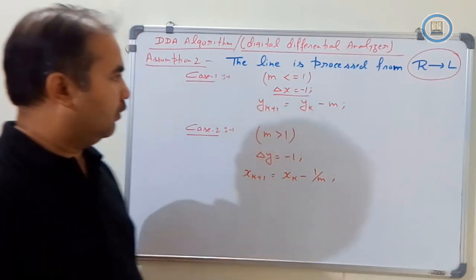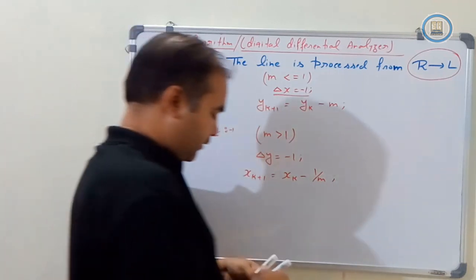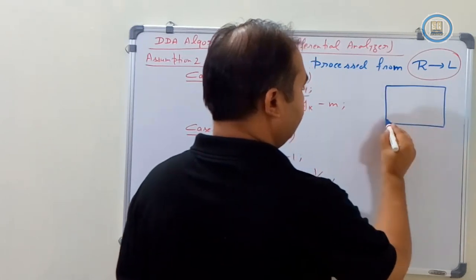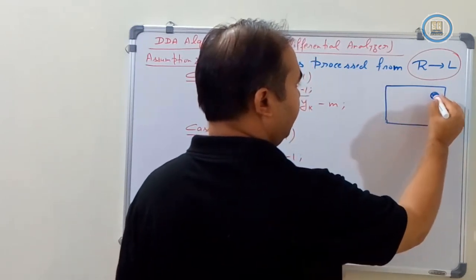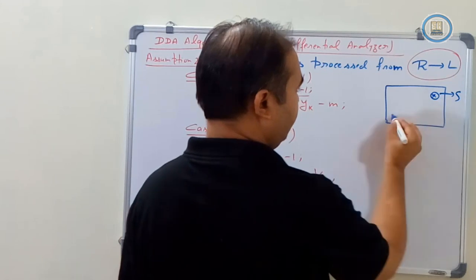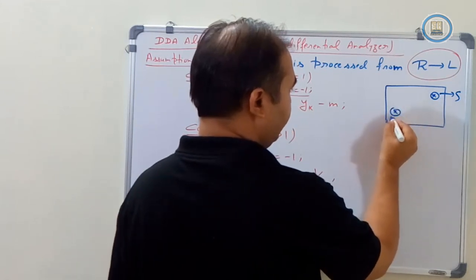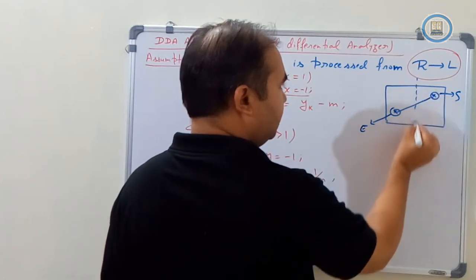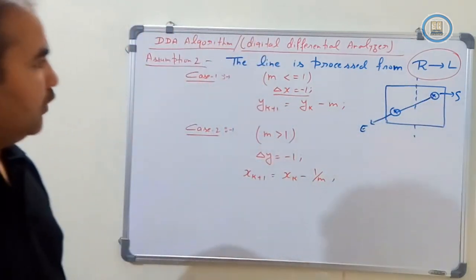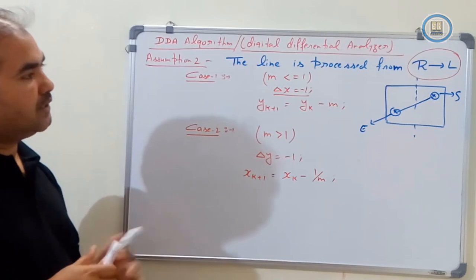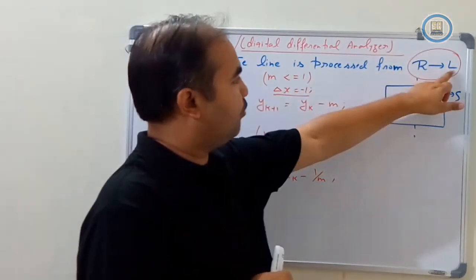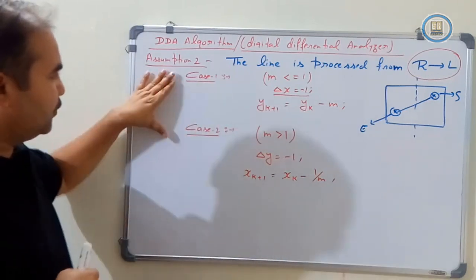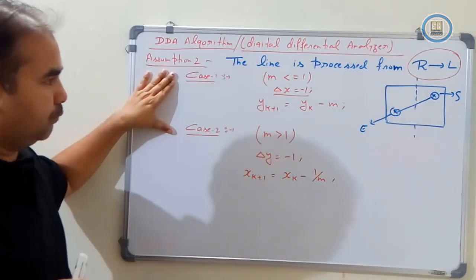So you can say that on the computer screen, the starting point is given at this point and maybe this is the end point. So when the start point is given at the right-hand side and the end point is given at the left-hand side, in this case we will follow these two cases, case 1 and case 2.